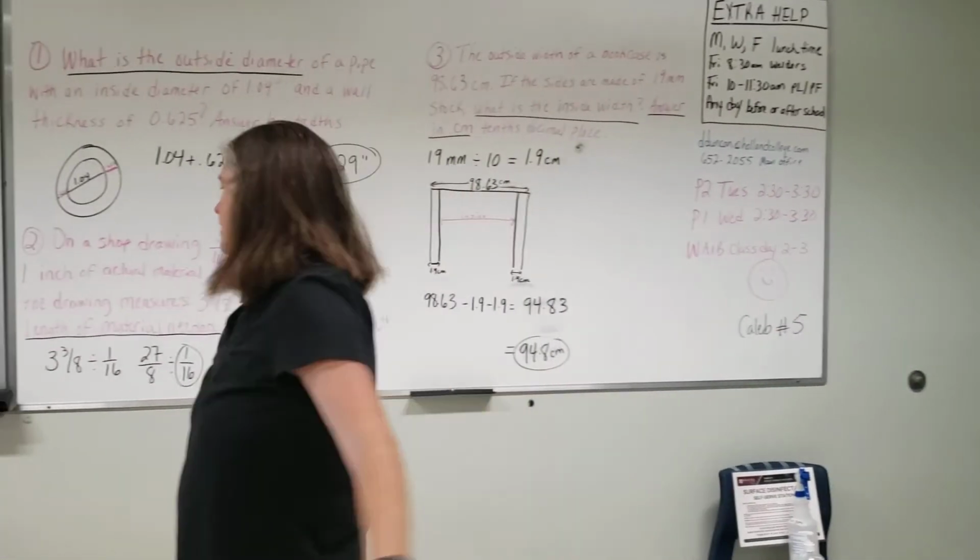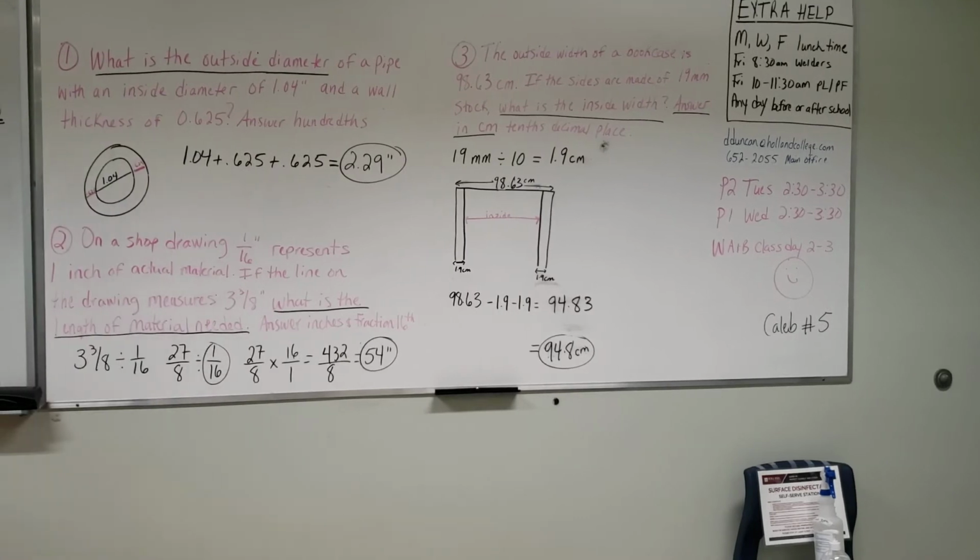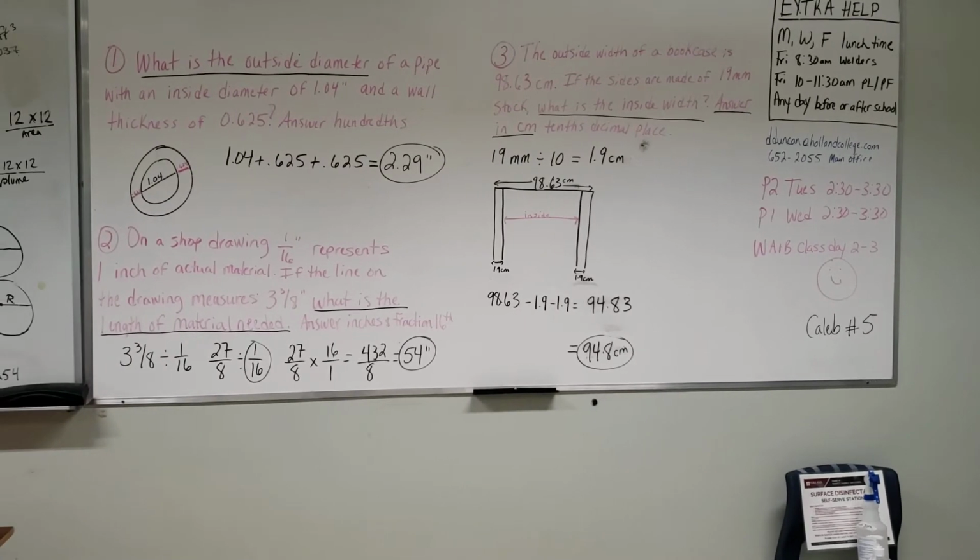So the next thing we're going to talk about is a few questions that you could very well see on the test, or I'll come right out and say it. There'll be some very, very similar questions. So the first one here, what is the outside diameter of a pipe with an inside diameter of 1.04 inches and a wall thickness of 0.625 inches?